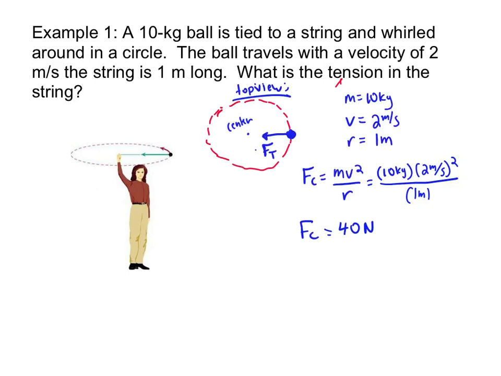Now, the problem's asking for the tension. The thing is that the tension points towards the center of the circle. There are no other forces that point along the radius. So when we solve for the centripetal force, what we're actually solving for is the force of tension. And that's already done for us. And that's a simple example of circular motion for this case.